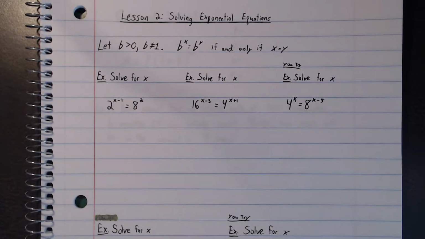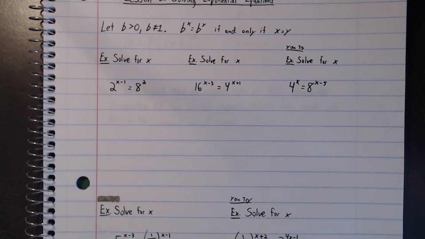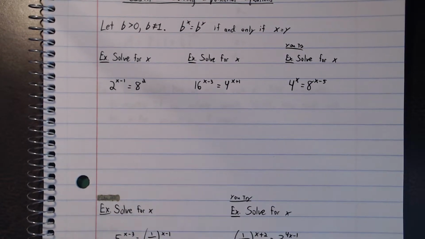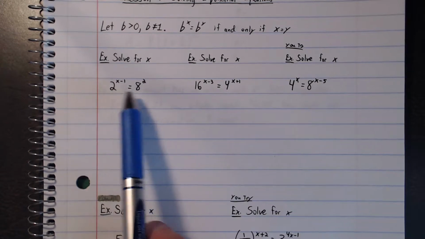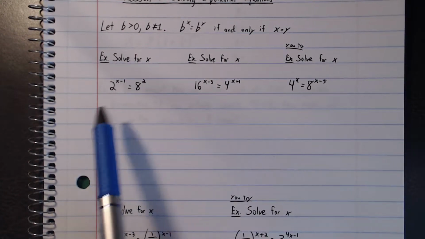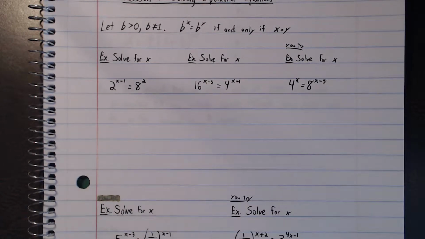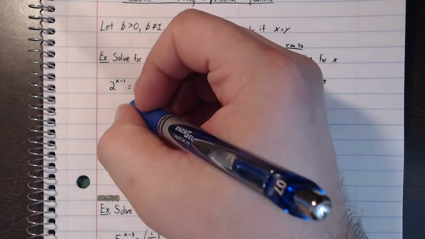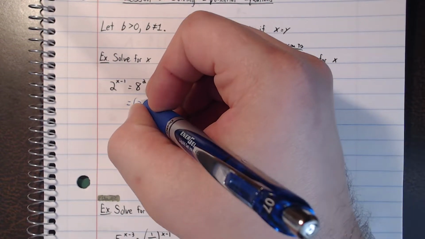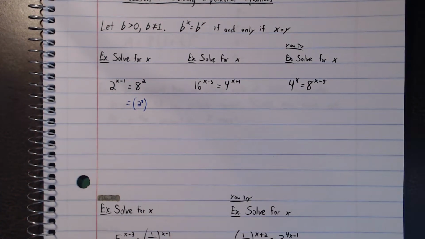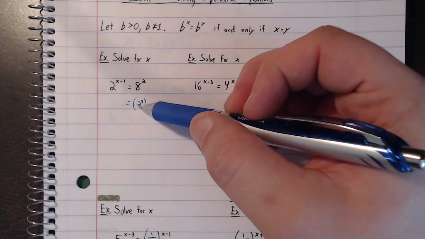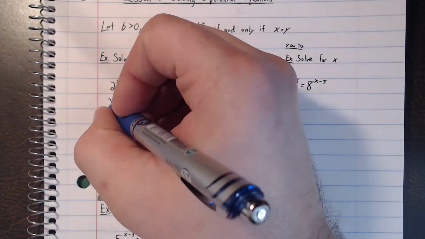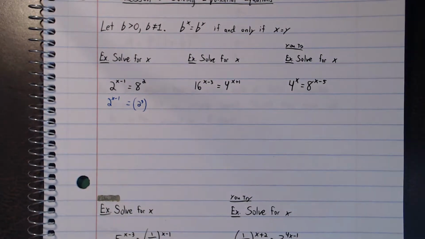When you look at some of these examples, you'll notice the first example says solve for x. Right now, we have two different bases, 2 and 8. I need to, if I can, change these so they're both the same base. Sometimes I can change just one, sometimes I have to change them both. In this situation, what I'm noticing is that 8 is really 2 to the power of 3. The reason why I'm doing that is because I already have a base of 2 over here. I have 2 to the x minus 1.